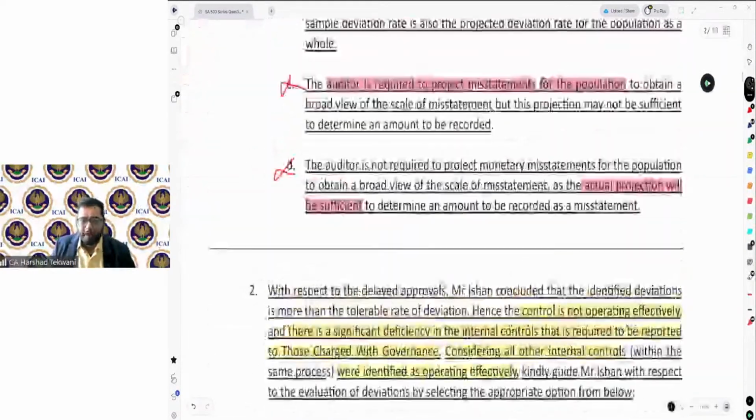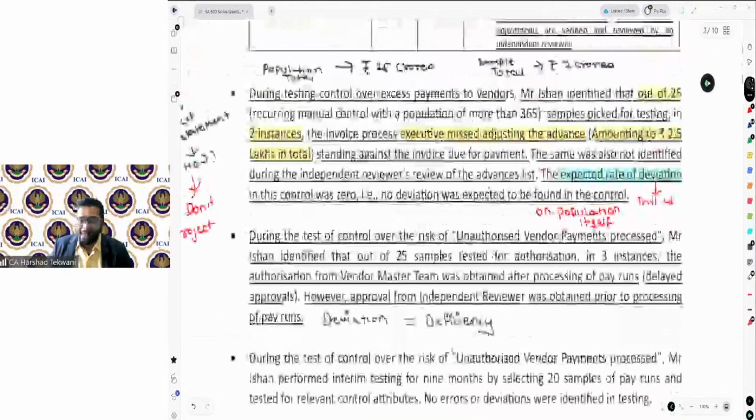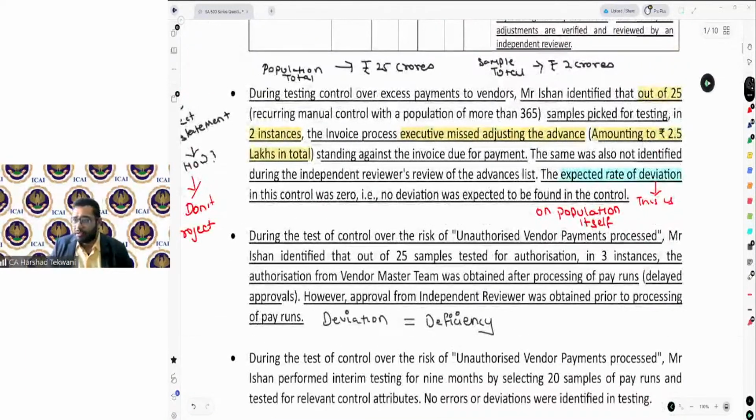I have another information within the question itself. See, he identified the deviations are more than the tolerable rate of deviations. Considering all other internal controls were identified as operating effectively. Can I consider this deviation as a deficiency?